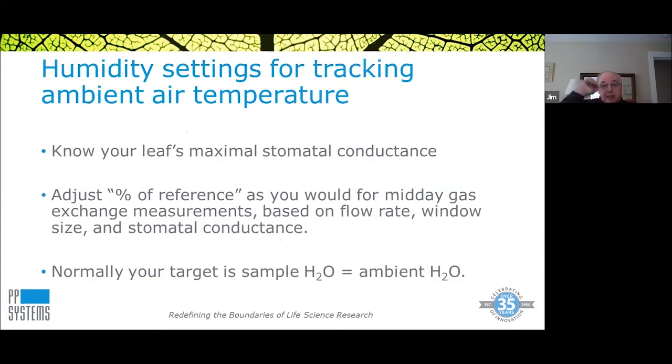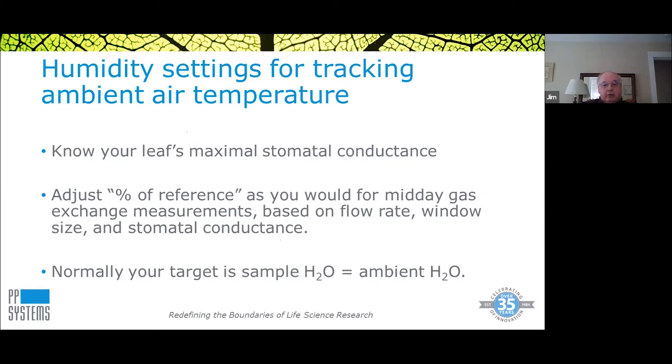Okay, humidity settings for tracking ambient air temperature. This is again a matter of getting some experience with your plant material. You have to have some idea of what your leaf's maximum stomatal conductance is going to be in the middle of the day. And you're going to need to adjust your percent of reference air as you would if you were doing midday gas exchange measurements, based on your flow rate, your window size, and your maximum stomatal conductance.